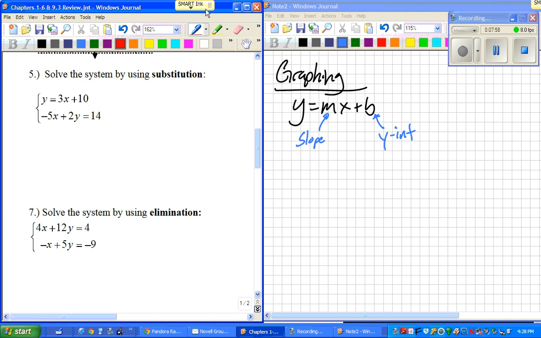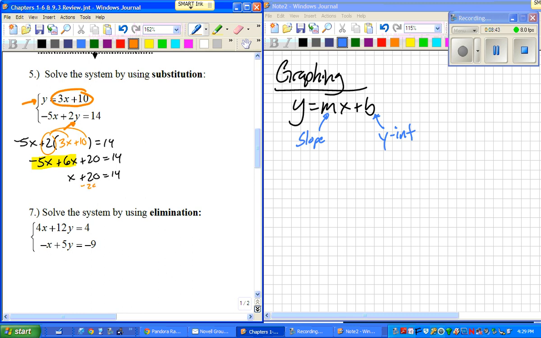Substitution. When we're doing substitution, we really need to pay attention to what's by itself and then where you can plug it in. So I'm going to plug in everything that y is into my second equation. So y is 3x plus 10. And then just like our previous example, we're going to substitute. Combine your like terms. And that's just 1x.